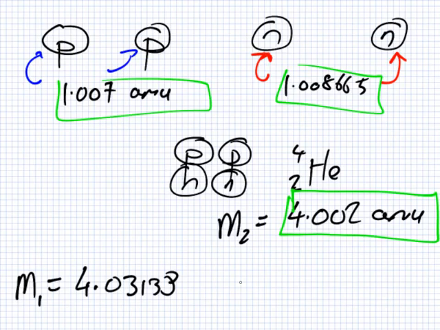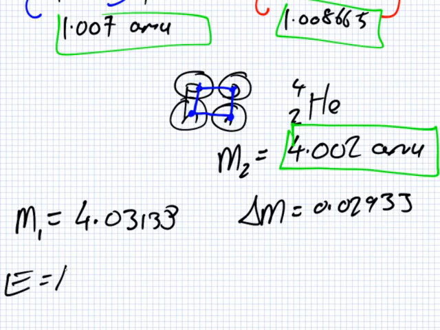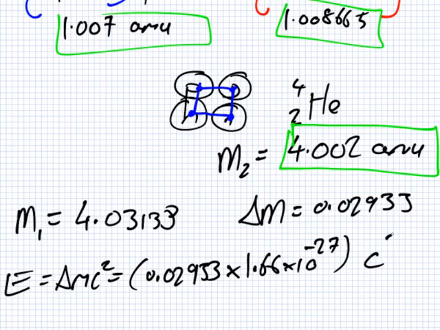So there's a little bit of mass that has been lost, called the mass defect. That's 4.03133 minus 4.002, so this small mass is 0.02933. The reason for this loss is that some of the mass was turned into energy to stick the protons and neutrons together. This energy you can get as mc squared. What did I say 1 amu was? 1.66 times 10 to the minus 27. And then we multiply it by c squared. So let's see what we get. We get 4.38 picojoules.